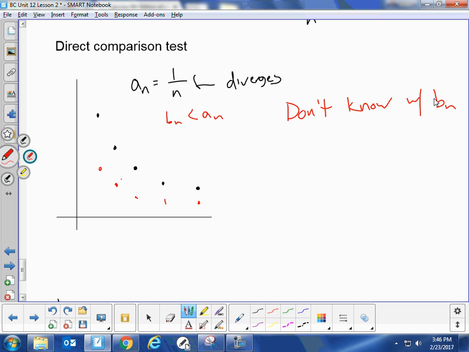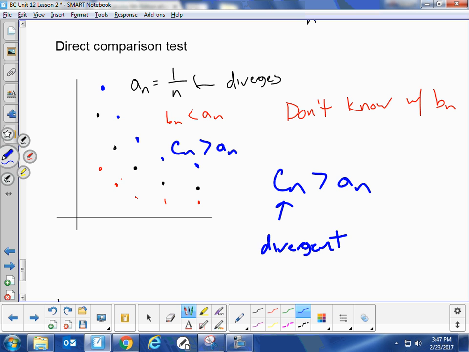Could converge, could diverge, not sure. But if we look at this C of n, which is greater than A of n, if I start with a sum that is divergent, and I'm taking values that are greater, I can go ahead and assume confidently that C of n, that greater series, is also going to be divergent. A of n is divergent. C of n is greater than A of n. C of n must be divergent as well.